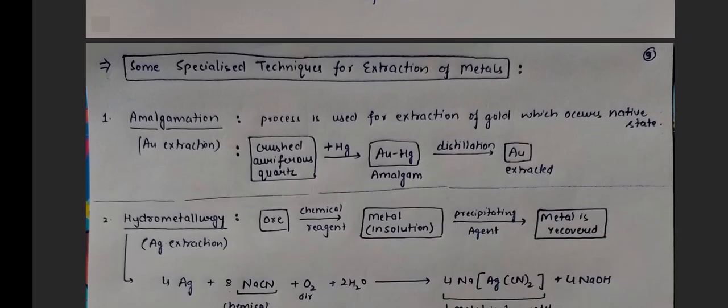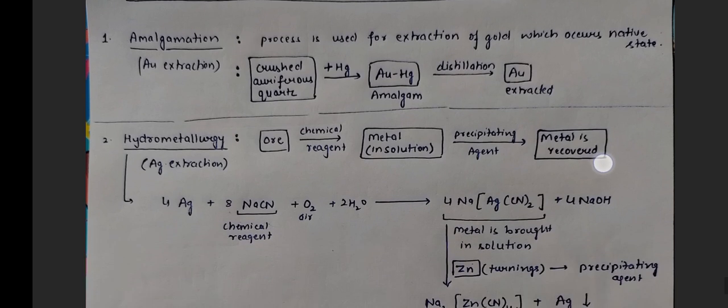Some specialized techniques for extraction of metals. First is amalgamation. This process is used for extraction of gold, which occurs in native state. Gold extraction, that is crushed auriferous quartz plus mercury gives Au-Hg amalgam, and distillation gives Au extracted. Next is hydrometallurgy. On addition of a chemical reagent, it gives metal in solution. On adding a precipitating reagent, the metal is recovered.